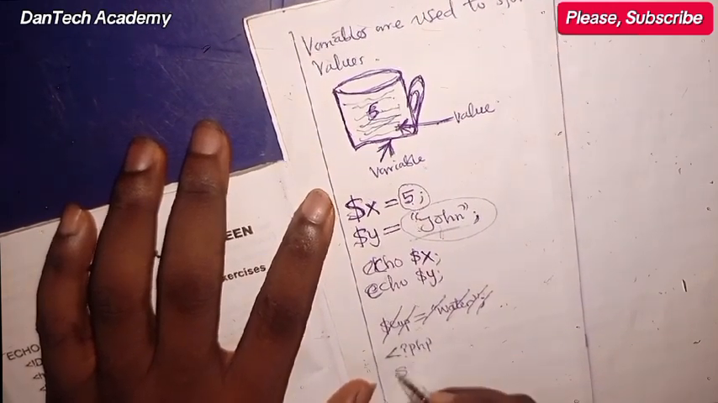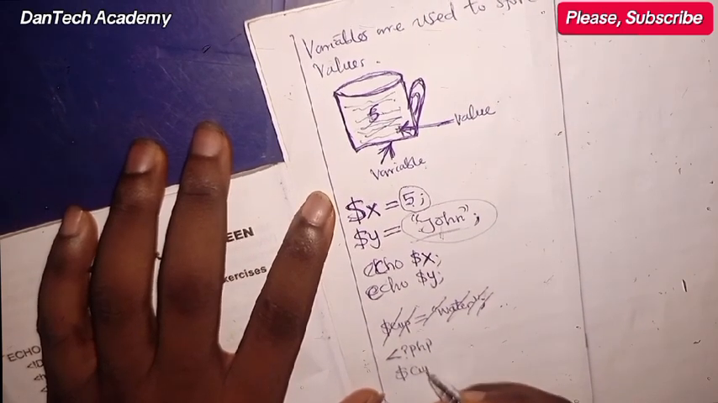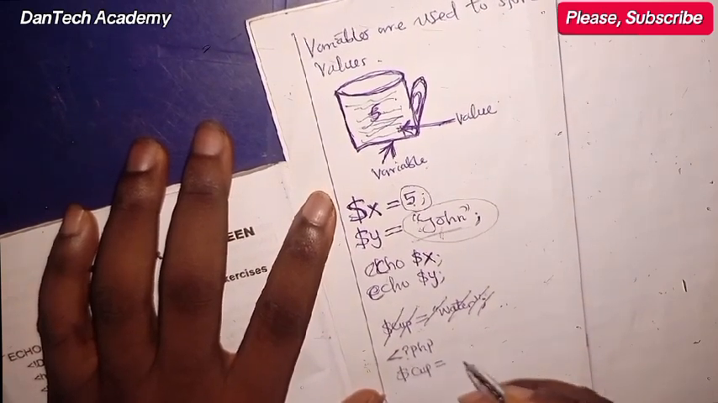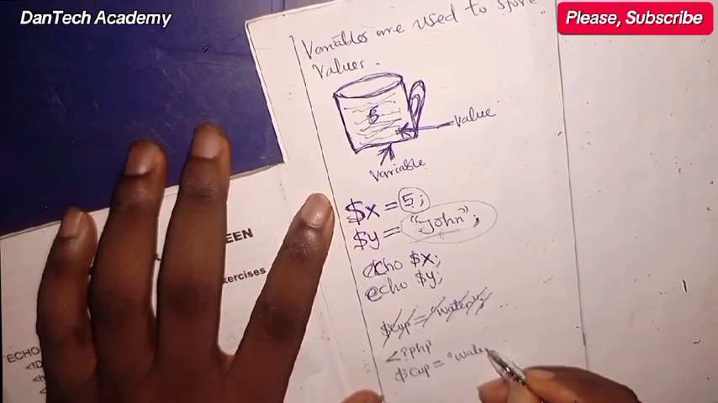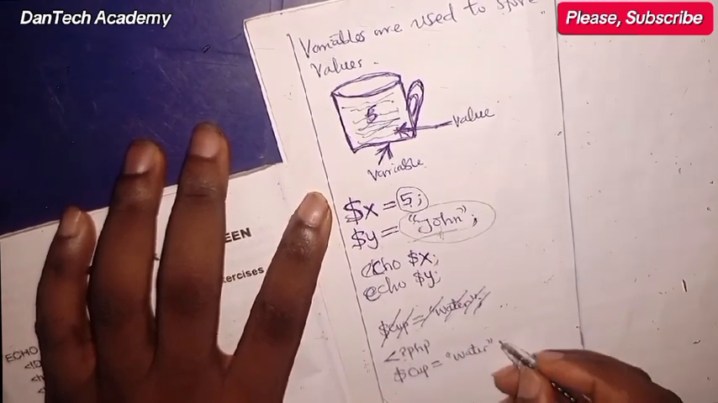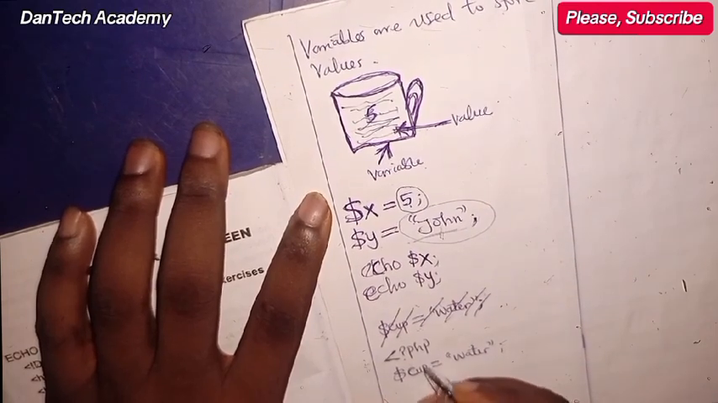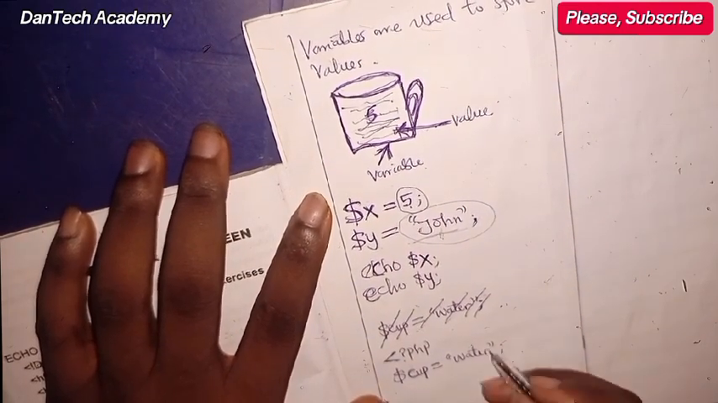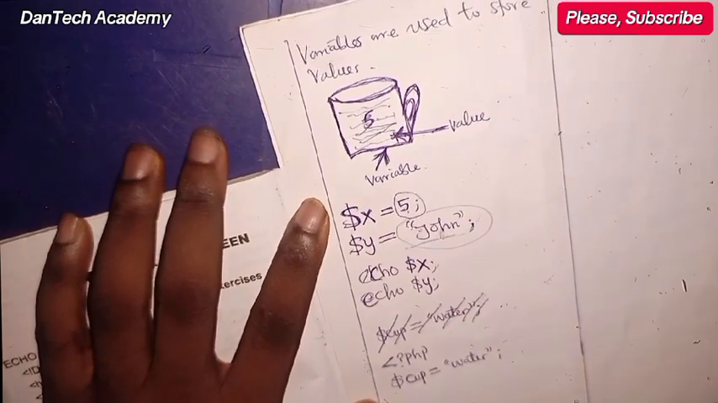Secondly is to say dollar cup. So, assigning it now. I've assigned water into this variable. Okay, I've declared the variable and I've also assigned water as a value into it.